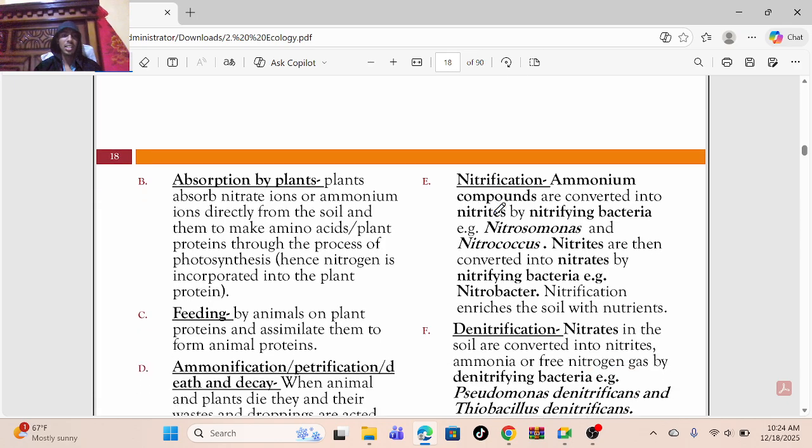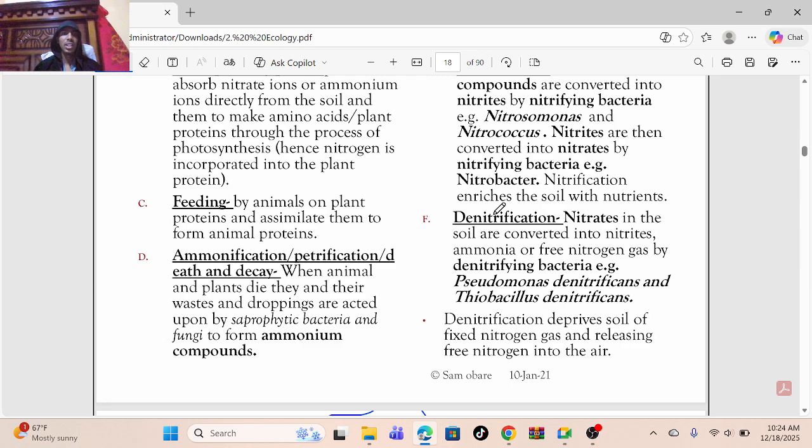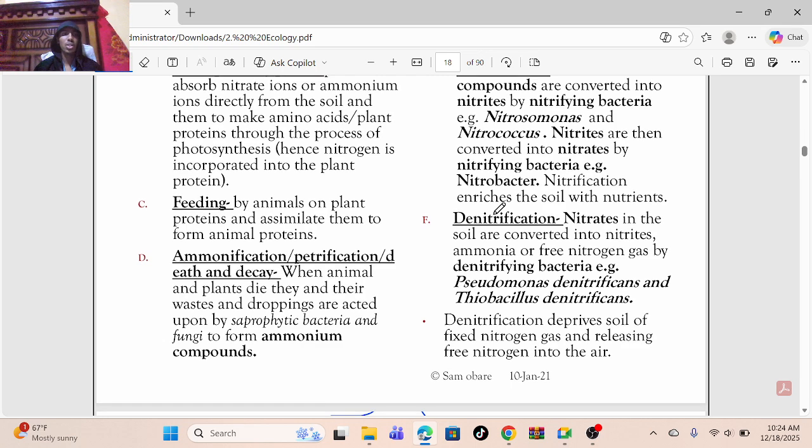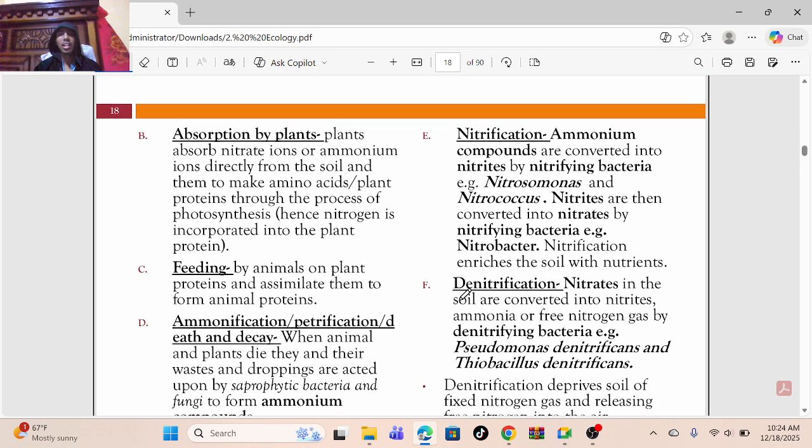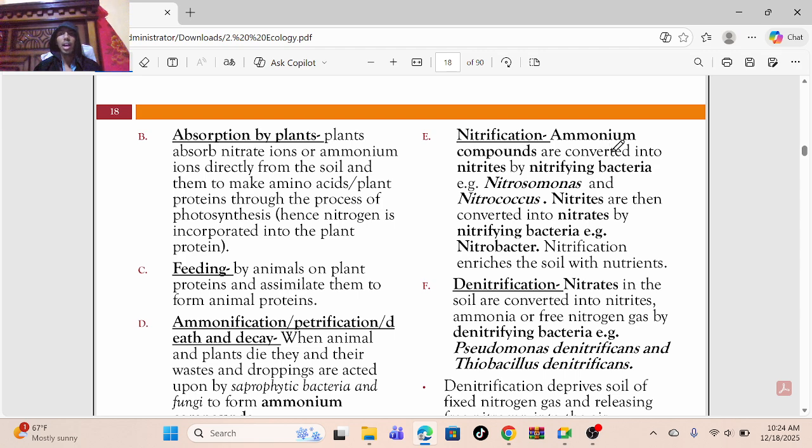I can just know that in biological it is just by lightning. Absorption is by plants, just know that is the most important. Feeding is by animals. Ammonification is the one of decay. Nitrification: ammonia compounds are converted into nitrate by nitrifying bacteria. So what are these nitrifying bacteria called? So nitrification is what you will be asked.